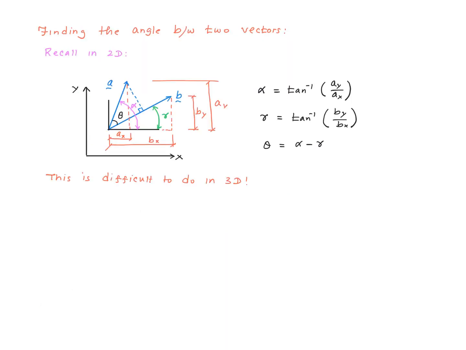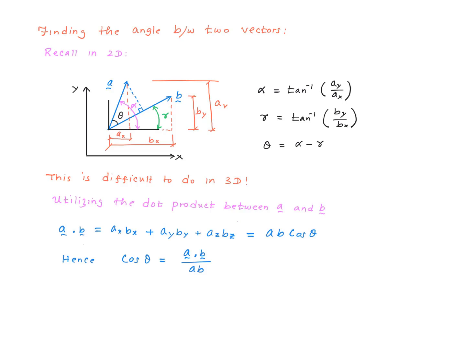Let's say two vectors, vector a and vector b, are given in their component forms, and we are interested in finding the angle between the two vectors. Remember, this is what we did in 2D. This is not too bad, but it is very difficult to do this in 3D. However, the task is simplified a lot if we use the dot product between the two. We just established in the previous slide that the dot product between the two vectors in their component form is this, and by definition it's equal to this, and therefore cosine theta is equal to a dot b over a times b. So you can see by this approach, finding the angle between two vectors is fairly straightforward.